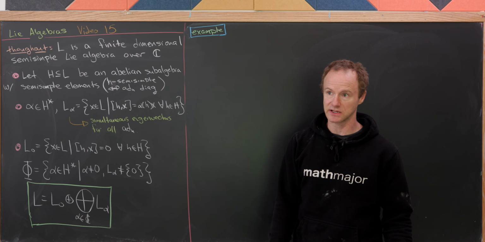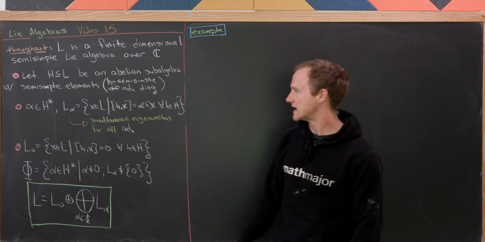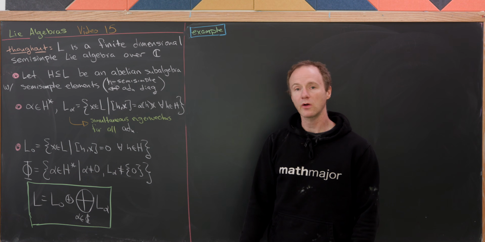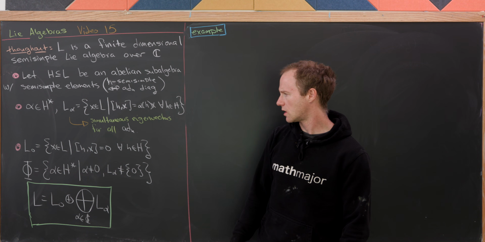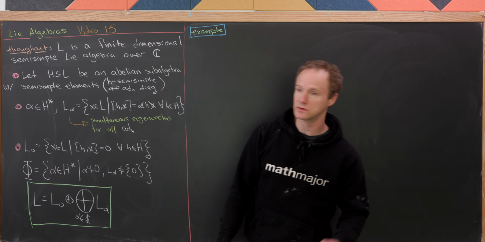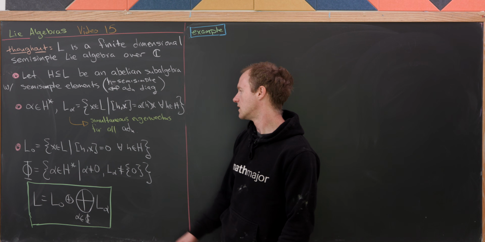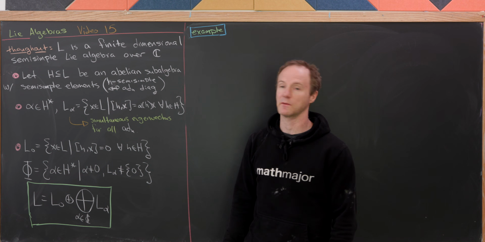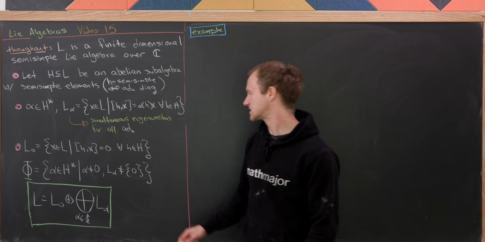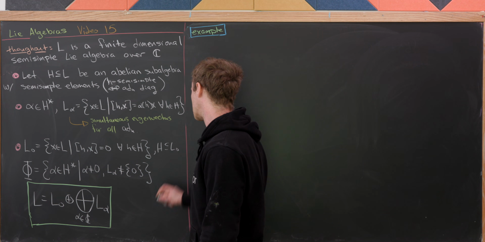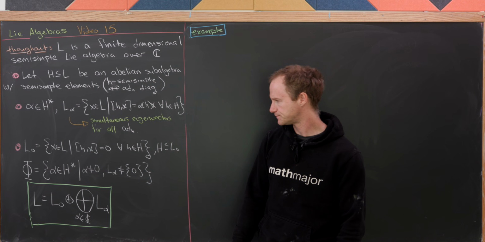Now, technically, alpha is called a weight if and only if this L alpha is non-trivial. Okay, so let's also note that we could define L0 to be everything that commutes with the elements from H. So obviously that's going to include H, but it could also include some other stuff as well.